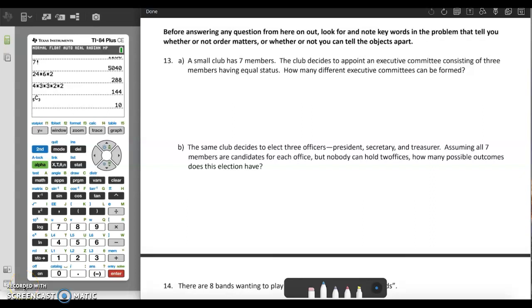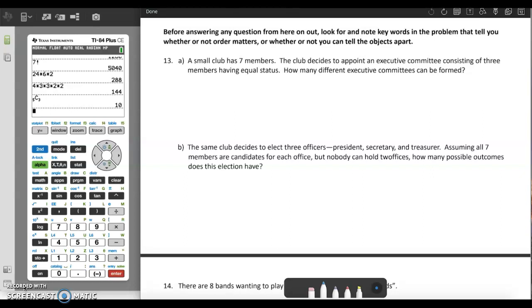So now that we know about both permutations and combinations, before you answer any question from here on out, you want to always look for keywords in the problem that tell you whether or not order matters or whether or not you can tell the objects apart. Because you're going to have to make the decision, is this a permutation or is it a combination, before continuing. Okay, so let's put those skills into practice.